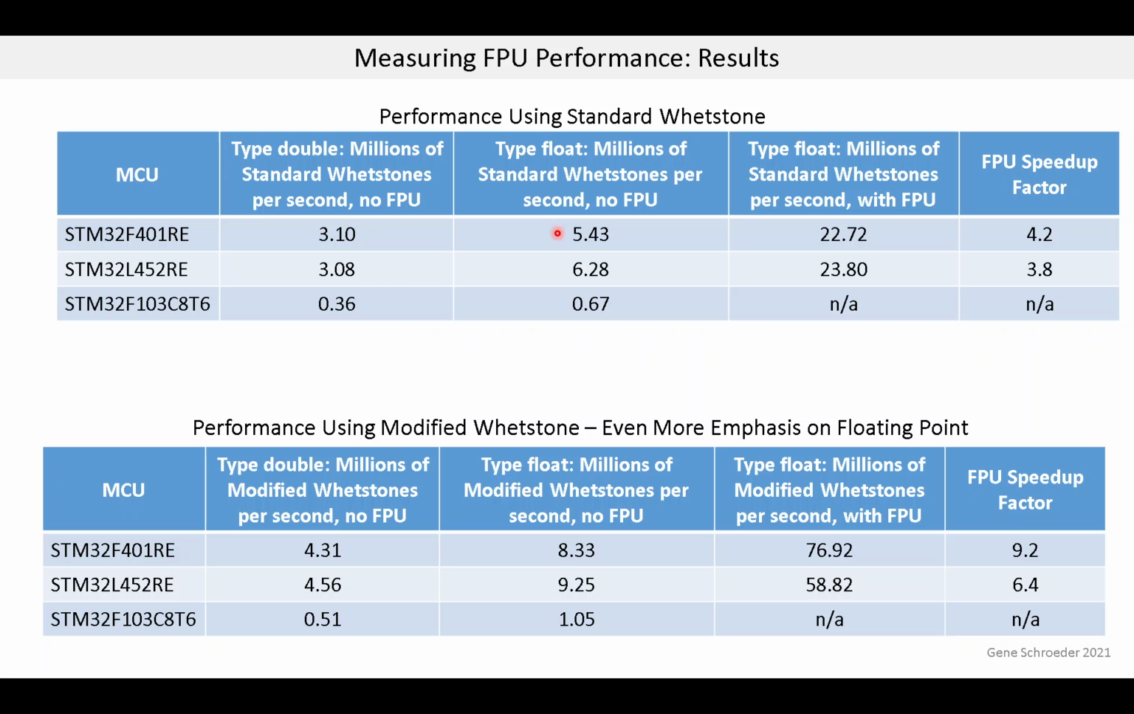Here is where we went from type double to type float, single precision. Still, we aren't using the FPU, and as you would expect, you get more Whetstones per second because 32-bit values are less expensive to calculate compared to 64-bit values. And again, the M3 is quite a bit lower.